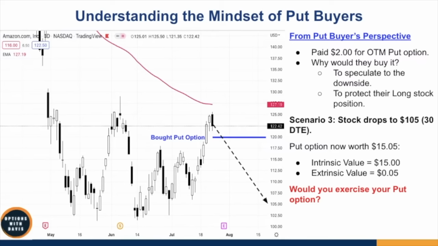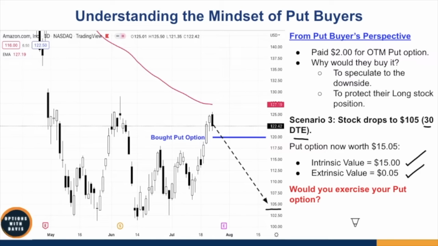Now let's take a look at the next scenario. Now the next scenario, number 3, is that the stock drops all the way to $105 and there's still 30 days to go in expiration. Alright, so the put option is now worth $15.05, of which $15 is intrinsic value and 5 cents is extrinsic value. Now, would you exercise your put option? So take a moment to think about this. You can pause the video.